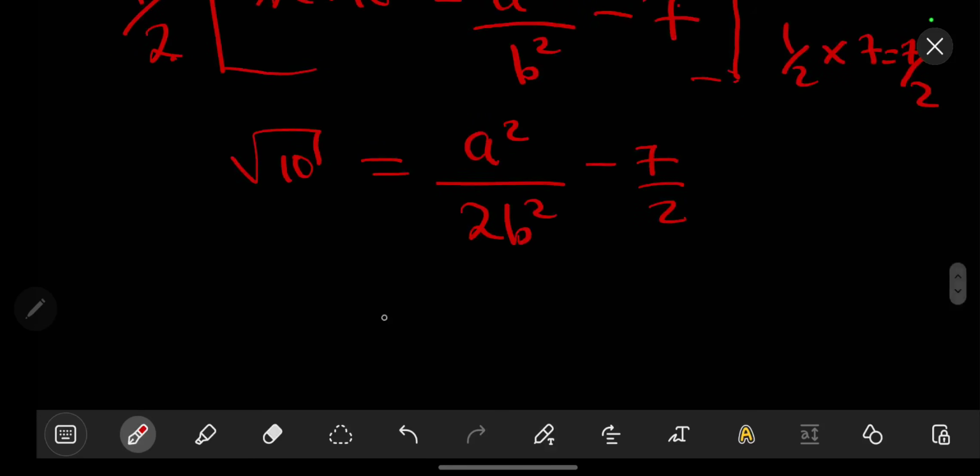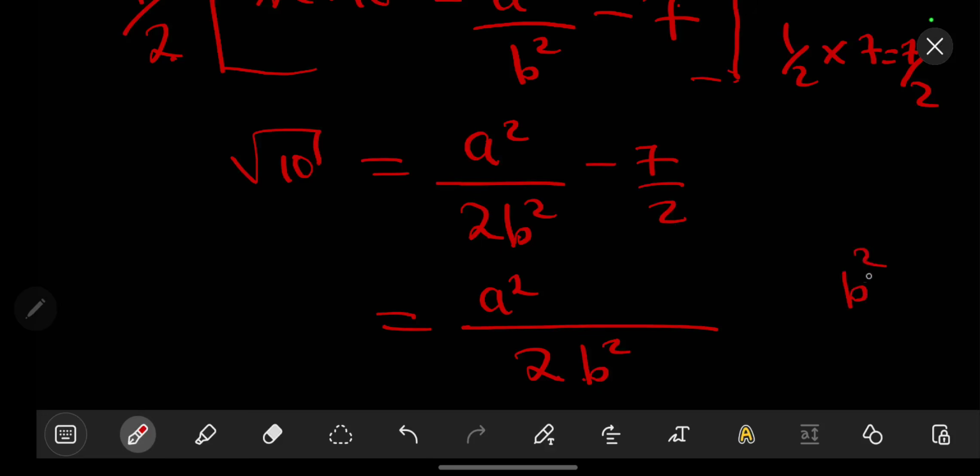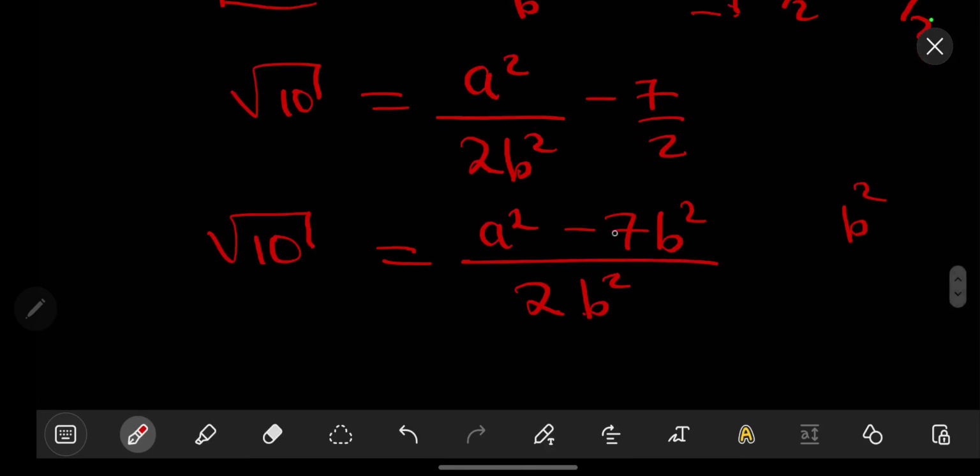Now what we are just going to do is find our common denominator. The common denominator, taking this one that has a 2 and a b squared, will be 2b squared. So 2b squared divided by 2b squared is 1 times a squared, it will be a squared. Then we have 2 divided by 2, so we remain with b squared. b squared times 7 will be 7b squared, like that. So this will be the square root of 10. So the square root of 10 is equal to this value.